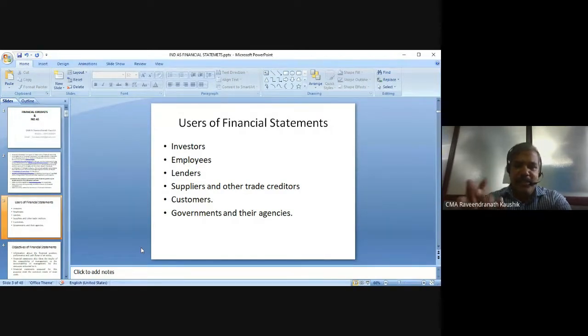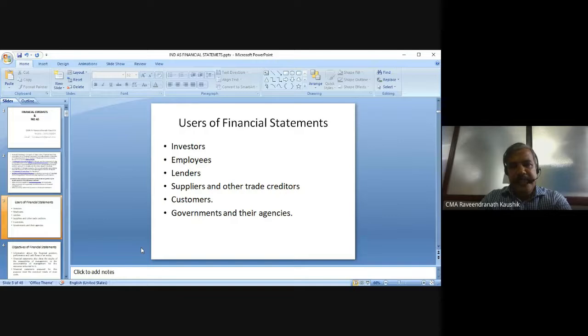So who are the users of financial statements? I think yesterday I was telling you about investors. Of course, employees also will be very much interested because they want to know where the company is heading towards, or how the financial position of the company is heading. Lenders are there. They are the people who are very much interested in knowing about the financial feasibility of the business.